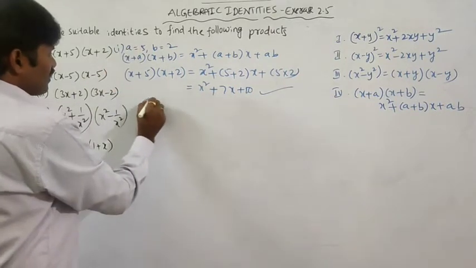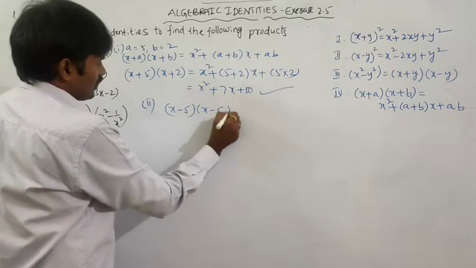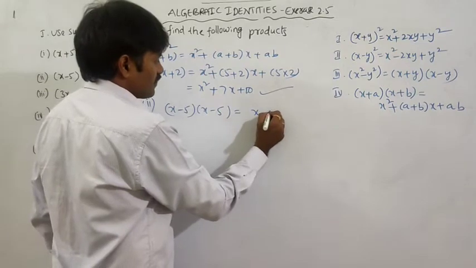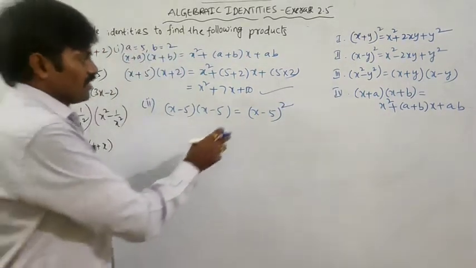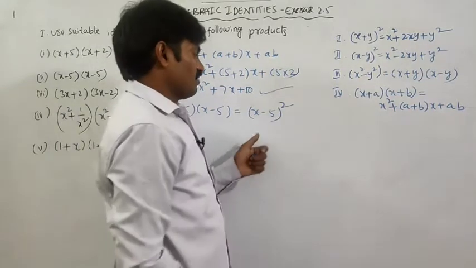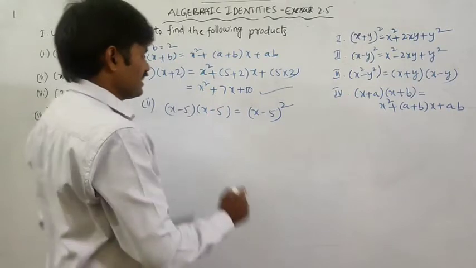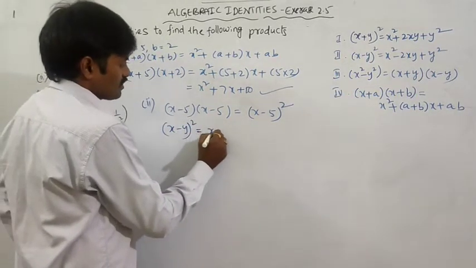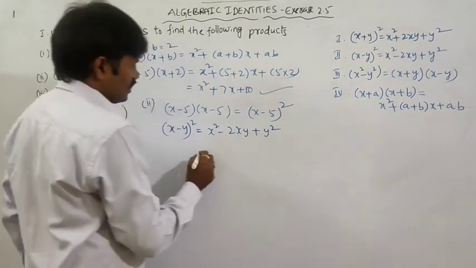Now what is the second one? (x minus 5) into (x minus 5). So a into a we can write as a square. So that is (x minus 5) whole square. Now compare with these identities. What is the suitable identity to it? Yes, the second identity, that is (x minus y) whole square. The formula is x square minus 2xy plus y square.